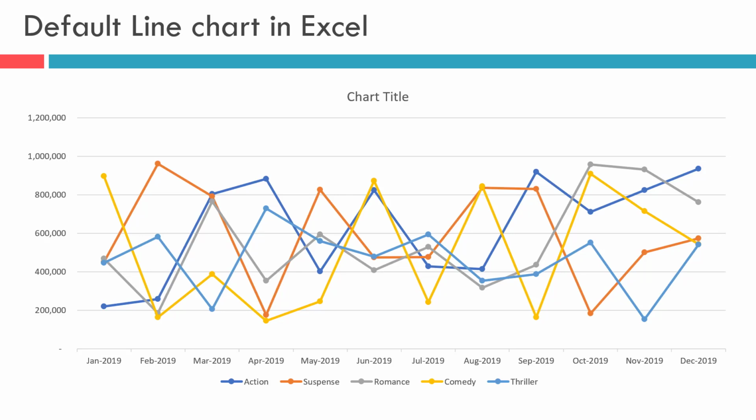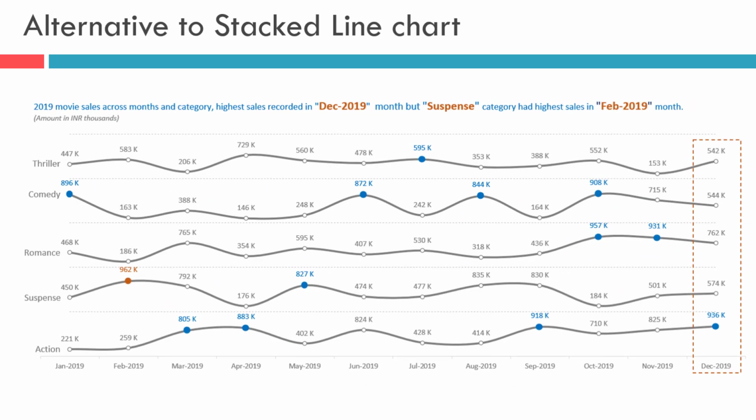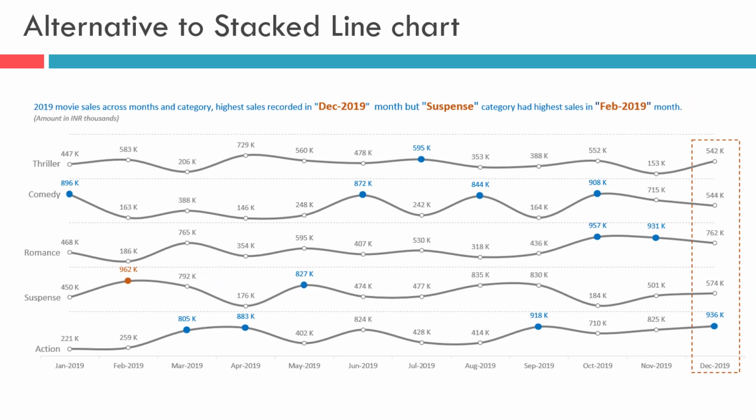If you have followed me in previous videos for small multiple stacked column chart, then we will use the same trick here as well. Using that approach, we'll get something shown in our next slide. Now looking at this chart, you would agree that it is much better as compared to our previous default line chart in Excel. In this chart, separate space is given for sales from each category of movies.